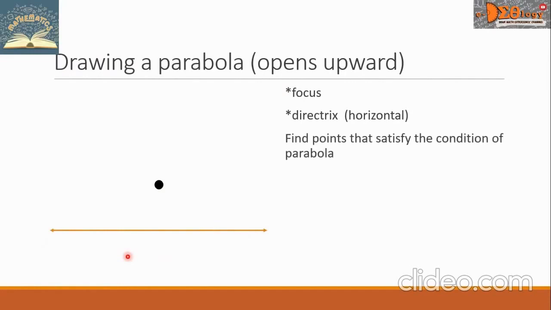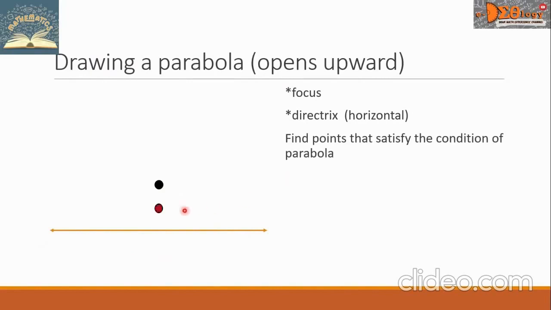Let us draw a parabola that opens upward. First, let us draw a line and a point. The point is the focus and the line is the directrix, and this is a horizontal line. Let us find points that satisfy the condition of parabola.